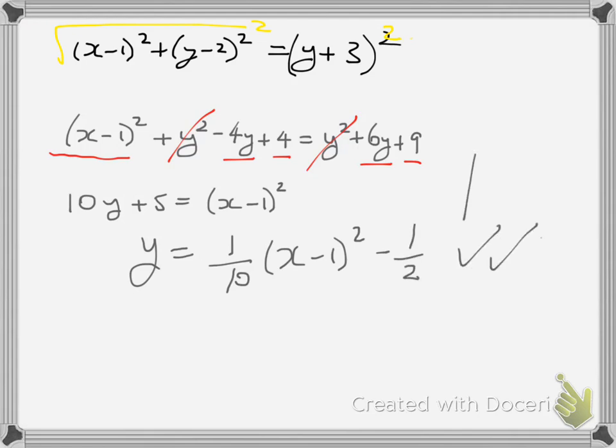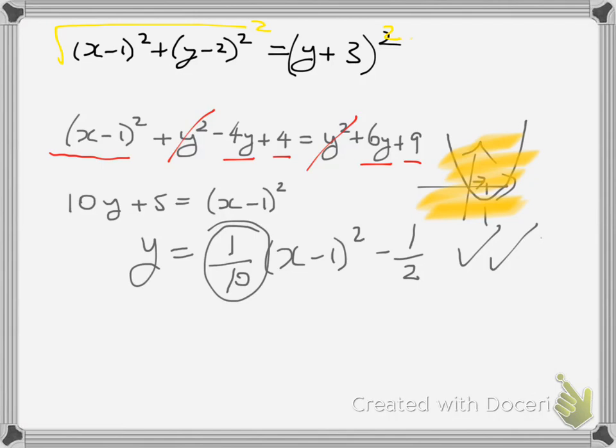So you could draw that parabola straight away because you know it's shifted to the right 1 unit. You know it's shifted down 1/2, and you know it's a pretty flat parabola. So it looks something like I've drawn there. That's very much a sketch, but it looks something like that.